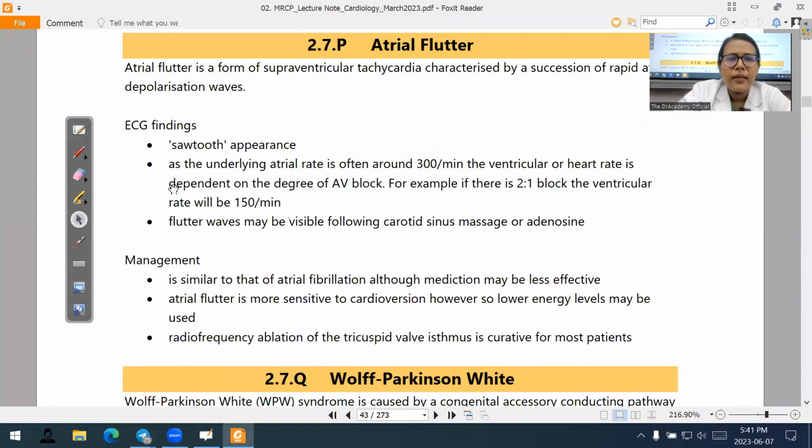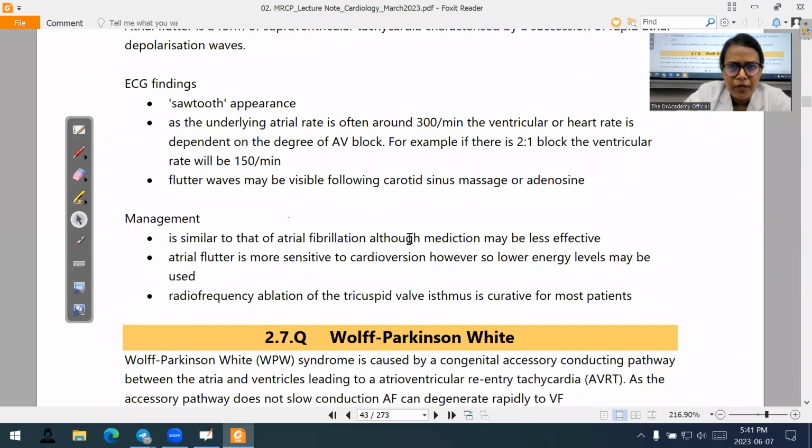So just remember the ECG finding: sawtooth appearance is the characteristic finding, and the atria will be contracting at a higher rate compared to the ventricle. There will be an atrial and ventricular contraction mismatch. So if the atrium is contracting at a rate of 300, the ventricle will occur at half that, at 150 beats per minute. Maybe visible after carotid sinus massage.